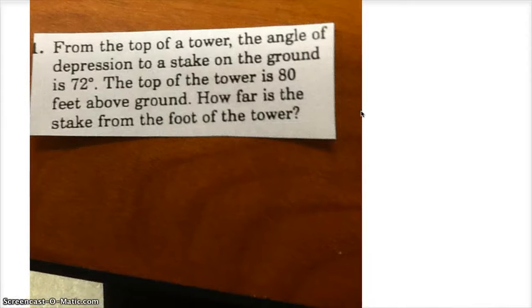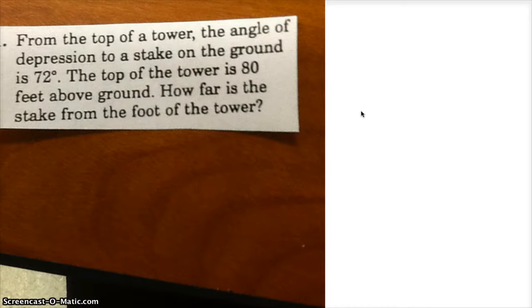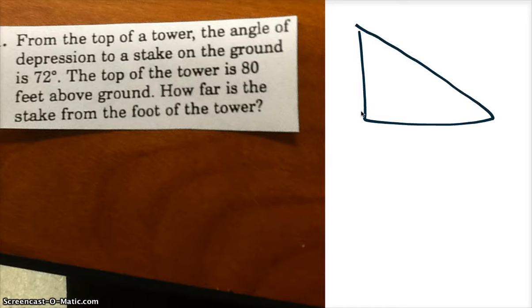Okay, this one, I don't know what number it was, but it says from the top of a tower, the angle of depression to a stake on the ground is 72 degrees. The top of the tower is 80 feet above the ground. How far is the stake from the foot of the tower? So right triangle. Over here would be my tower. The angle of depression is here. The top of the tower is 80 feet above the ground. How far is the stake from the foot of the tower?